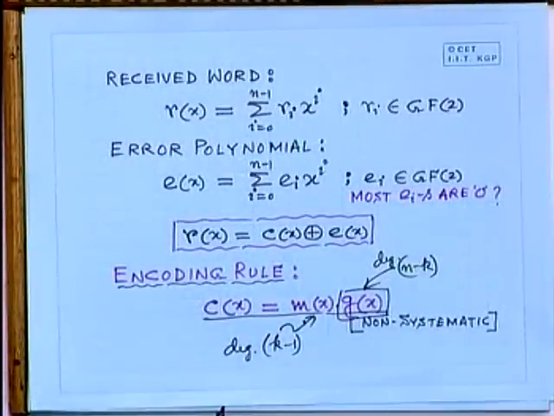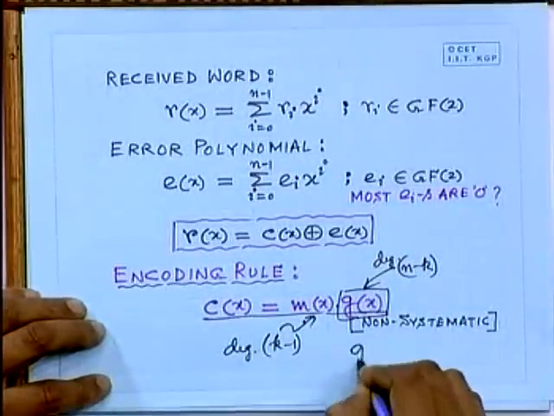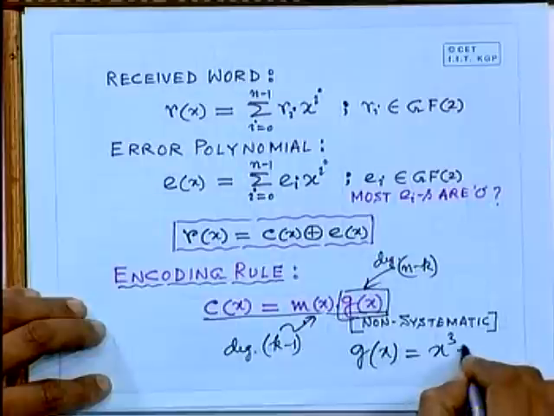What is very obvious here is, yes, please. Gi, you told that these belong to Galois field of 2. Galois field of 2 contains 0 and 1. All these coefficients G0 to G3, some of them will be 0, some of them will be 1. For example, let me here itself give you an example of gx for the 7-4 Hamming code. Gx for 7-4 Hamming code is x cube plus x plus 1.